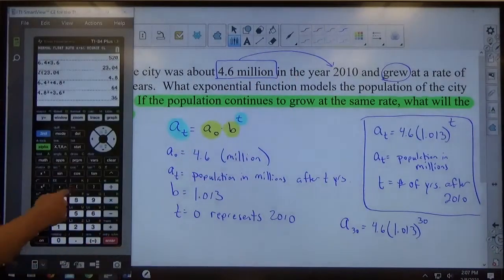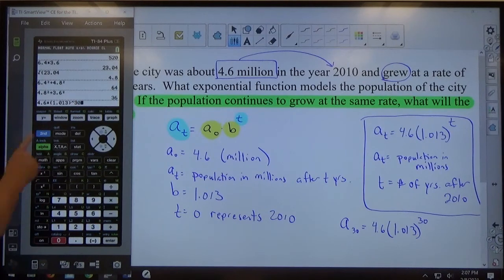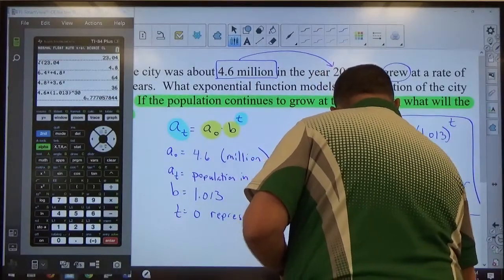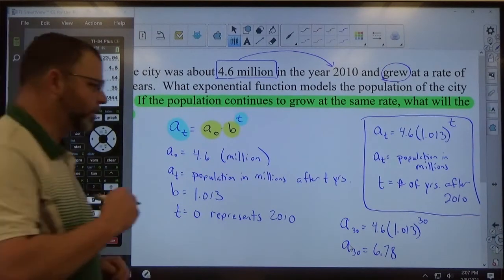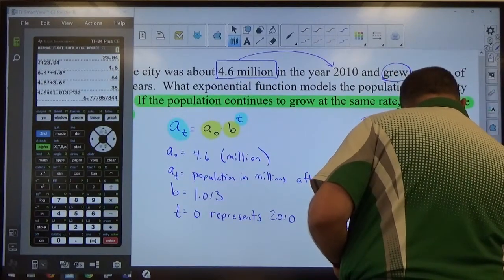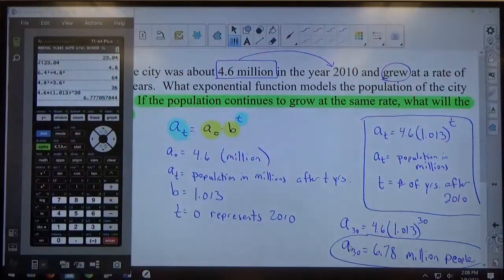And my calculator can evaluate that for me. So 4.6 times parentheses 1.013 end parentheses caret 30. So this is raising 1.013 to the 30th power, multiplying that number times 4.6, gets me a population of 6.78. A sub 30 is equal to 6.78. What does that represent? 6.78 what? Million people, right? So 6.78 million people would be the approximate population of this particular town in 2040, assuming that the growth rate remains constant throughout that entire 30-year period.